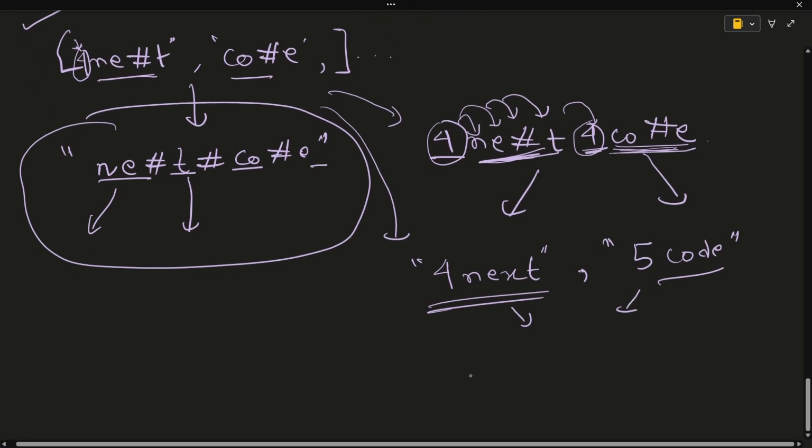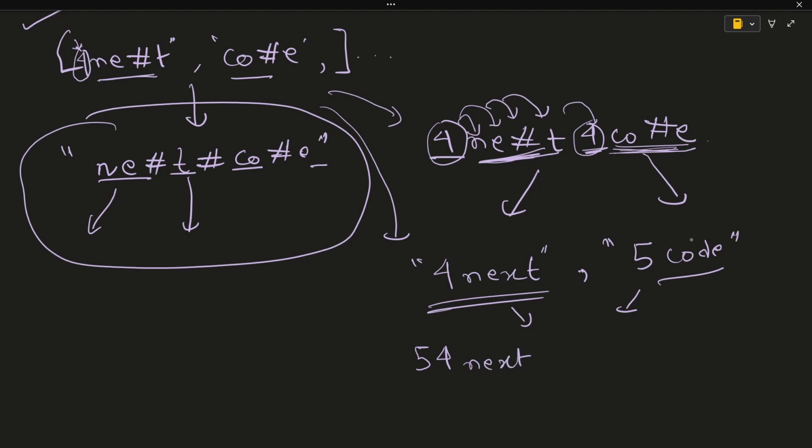What will be the problem? The problem is, as you can imagine, it will be 4. So there will be 54, as there are 5 characters, and this is a problem. And then again 4, 45 code.